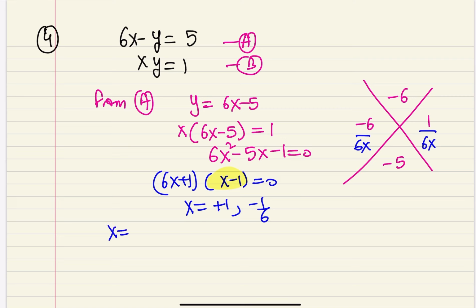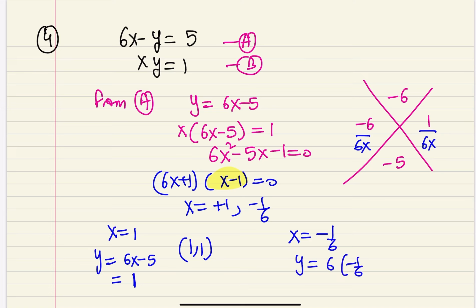Okay, so when x is 1, let's go ahead and plug it into y is equal to 6x minus 5. So 6 minus 5 is also equal to 1. So it looks like (1, 1) is my one coordinate pair. When x is -1/6, y is equal to 6 times -1/6 minus 5. And that's going to leave me with, cancel these out, -1 minus 5 is -6.